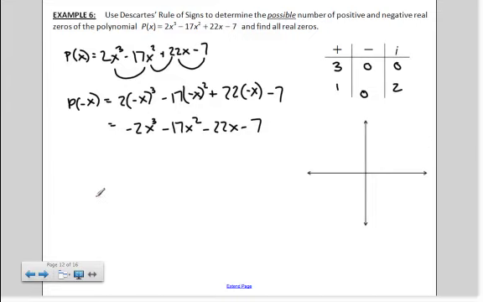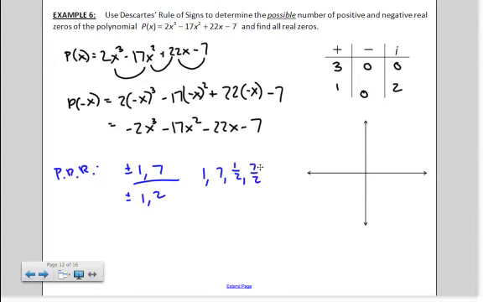All right, so now we're going to try our possible rational roots. Our possible rational roots are all factors of 7, so plus or minus 1 and 7, over all factors of 2, plus or minus 1 and 2. Well, the thing is, we already know not to try any negatives, so what is all of our possible roots? We're going to try 1 and 7, and then 1/2 and 7/2.